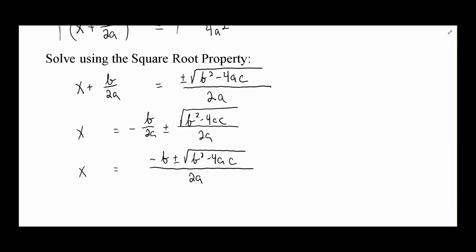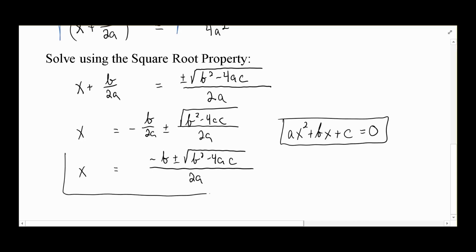This is what we call the quadratic formula. If you have an equation of the form ax squared plus bx plus c equals 0, you can solve that equation by saying the x value is just the opposite of b plus or minus the square root of b squared minus 4ac all over 2a.